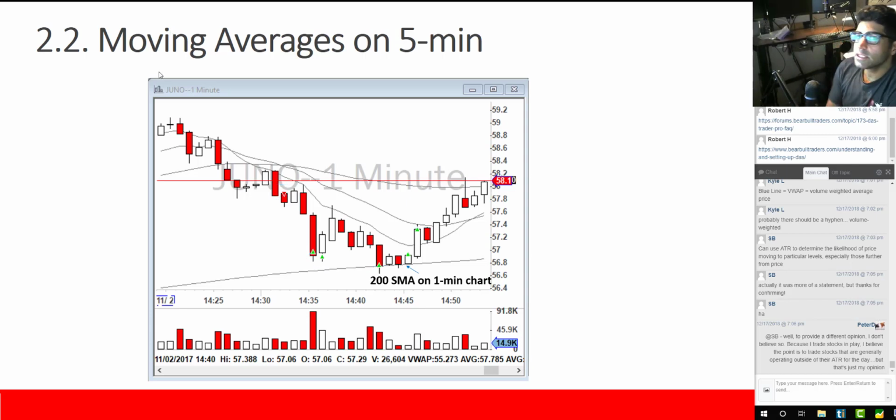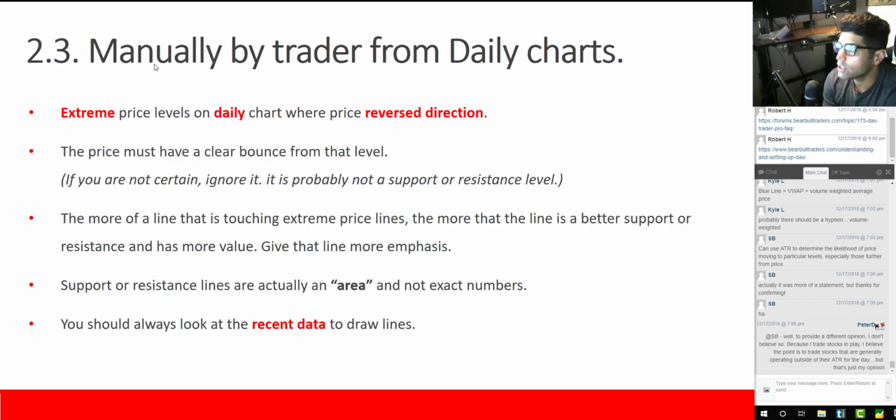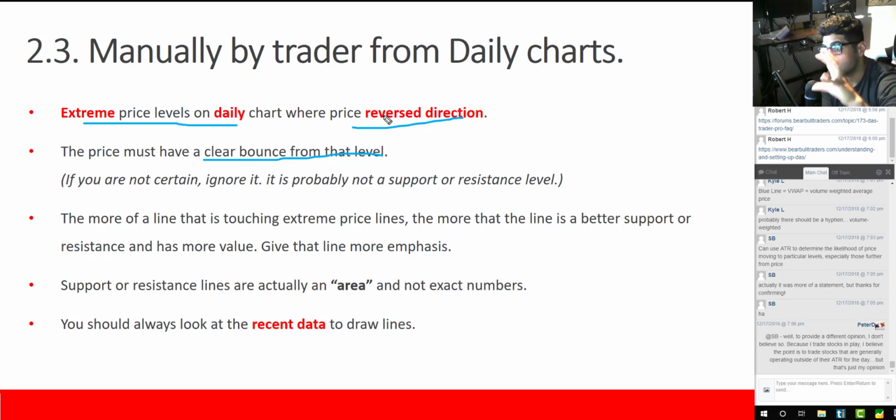All right, so these are the moving averages. What about the other ones? Extreme prices on the daily chart. This is the tricky part. We're looking at extreme prices on the daily chart where the price reverses direction, when it comes down, bounces back and goes up. The price must have a clear bounce from that level. If you're not certain, ignore it. It's probably not support or resistance. The levels have to be obvious, catch-you-in-the-face type of support or resistance.